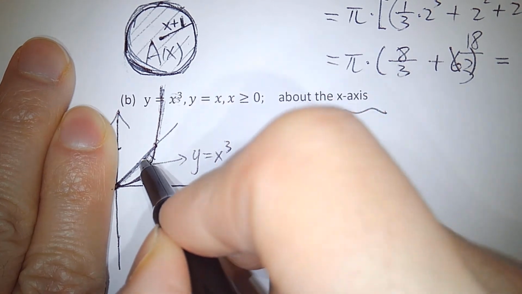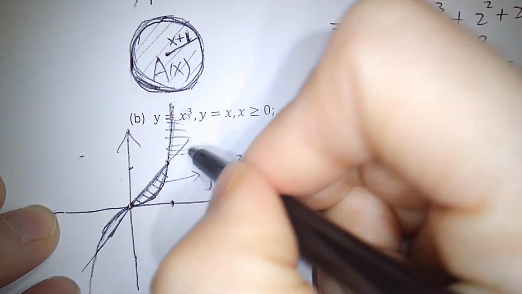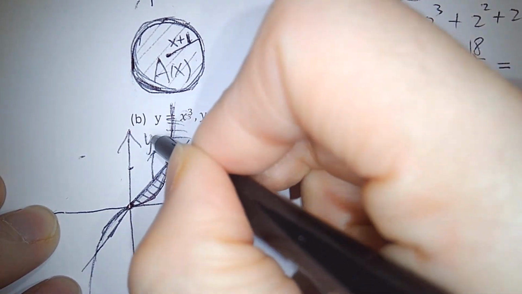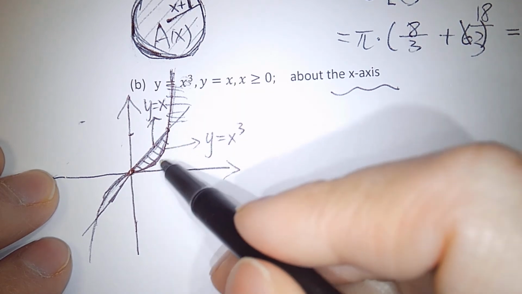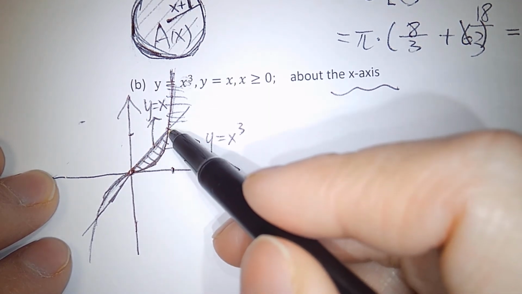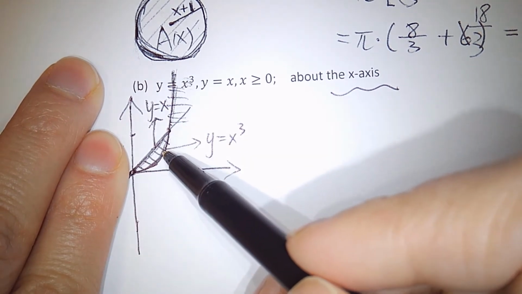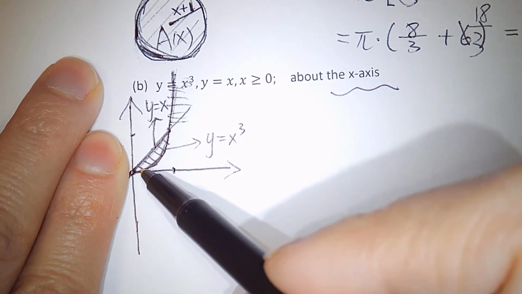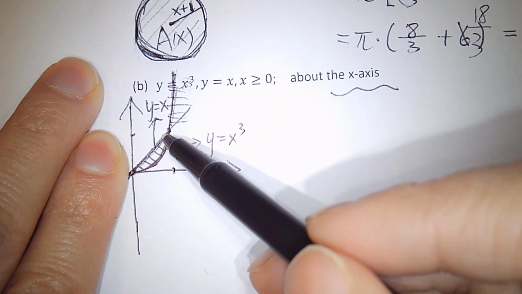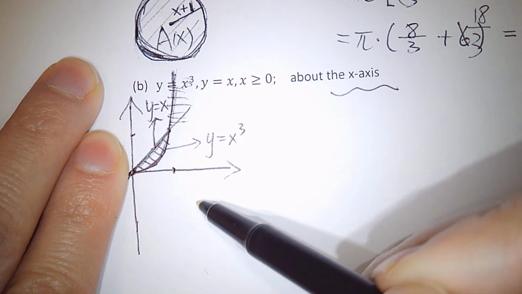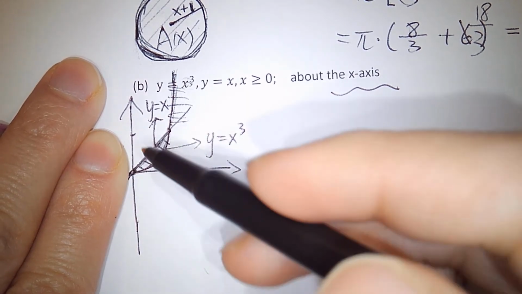Okay, so actually, the boundary region is this, right? y equals x cubed, y equals x, when x is greater than or equal to 0, the shaded area is the bounded region, right? So what do we do about this bounded region? We rotate it about which axis? The x-axis, right? So can you imagine what we can get?